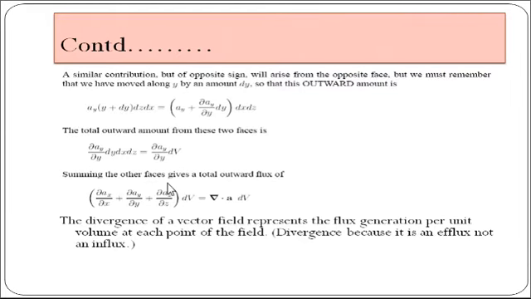Summing the other faces gives a total outward flux of dou Ax by dou x plus dou Ay by dou y plus dou Az by dou z, times dV, equal to del dot A dV. The divergence of a vector field represents the flux generation per unit volume at each point of the field. It is called divergence because it is an efflux, not an influx.